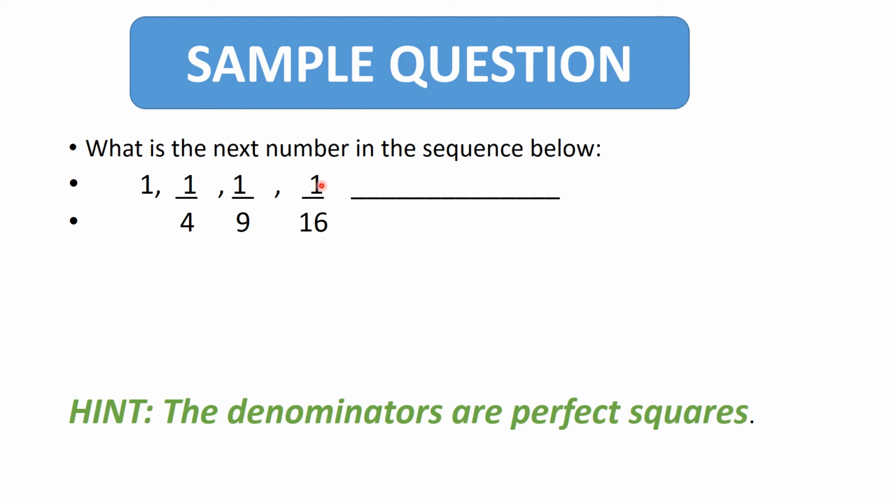So your answer will be 1 over something, and it is 1 over a number that is a perfect square. What is that perfect square after 16? And that is your answer. I believe all of you can get that answer correctly.